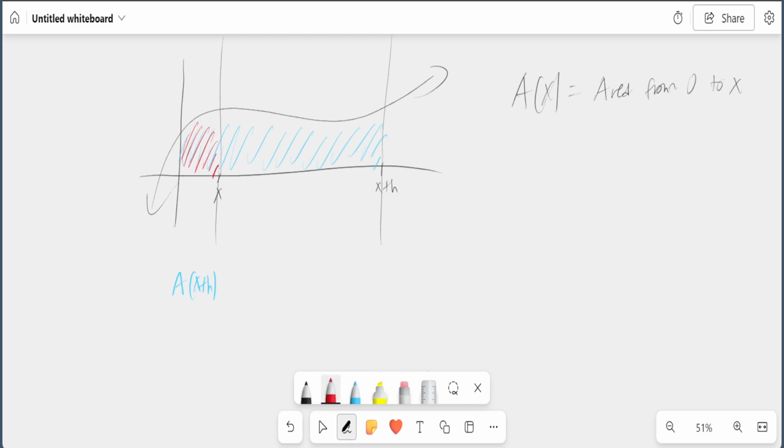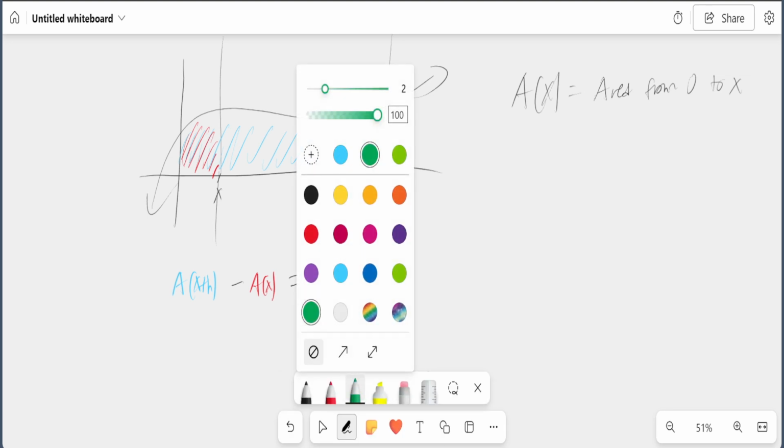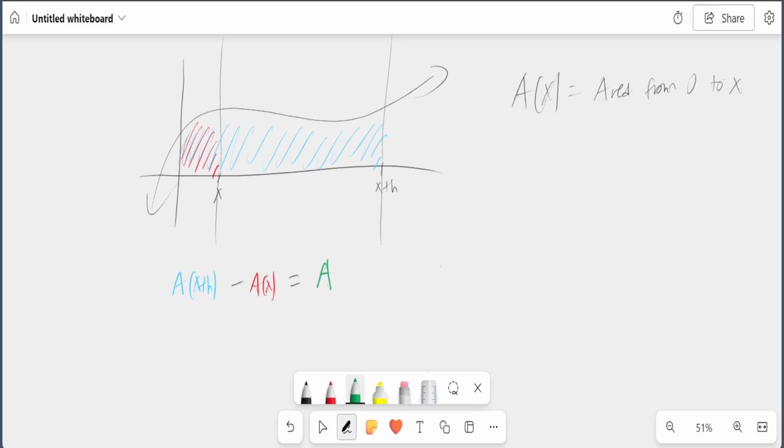minus this extra stuff is equal to our area that we desire, right? So that's equal to, I don't know, big A, right? And our big A is equal to, which we showed, the average value times our base, which in this case, do you know what that base is?